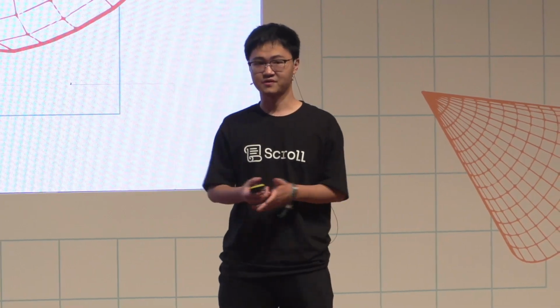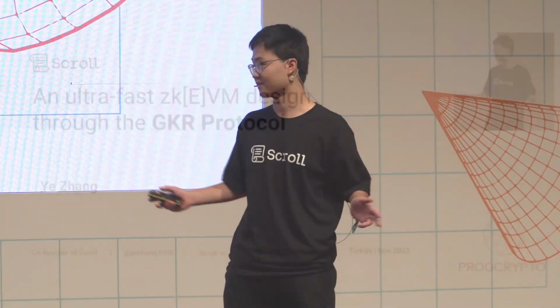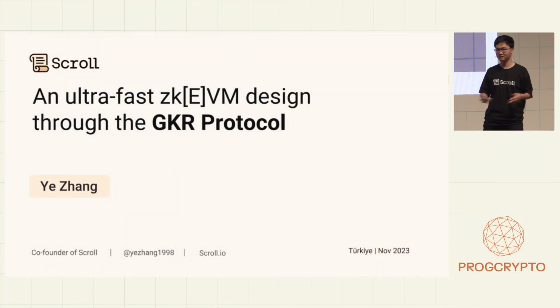So Scroll is a general purpose scaling solution for Ethereum. Basically, if you are a developer, you can think of it as the same as Ethereum, but cheaper, faster, with a higher throughput, and secured by zkEVM.